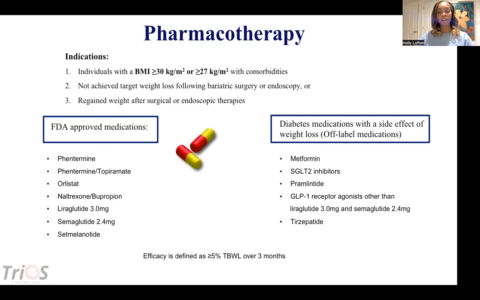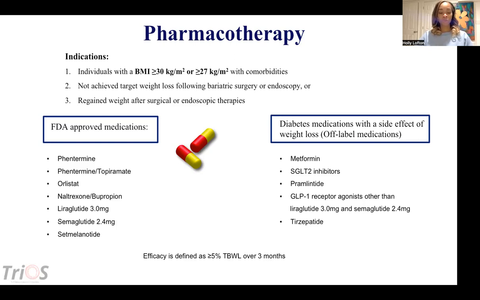And these are the BMI cutoffs for medications right now. Again, you can use body fat percentage or waist circumference, but you can also use pharmacotherapy in those who have not achieved adequate weight loss after bariatric surgery or endoscopic procedures, or have regained weight or have recurrence of weight after these types of procedures. Here's a list of our current FDA-approved medications, and here's a list of our off-label medications. And we'll discuss a few others as well.